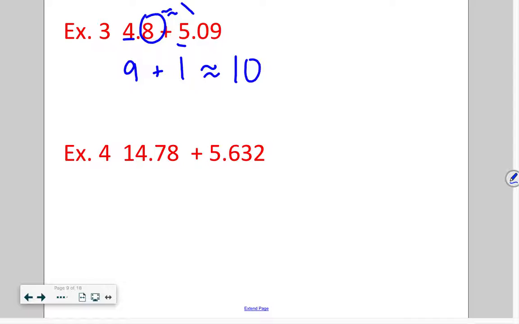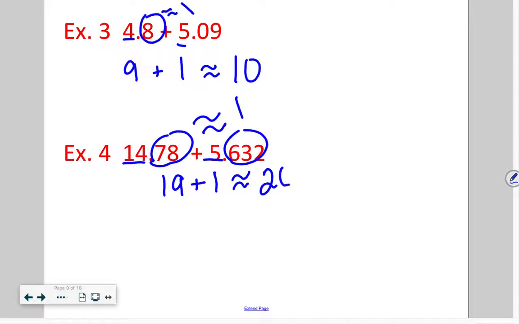You do number 4. So you practice number 4. What's 14 plus 5? 19. If you put these two together, do you get about 1? You get slightly more than 1, correct? So 19 plus 1 would be about 20.